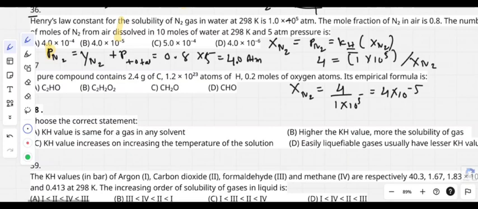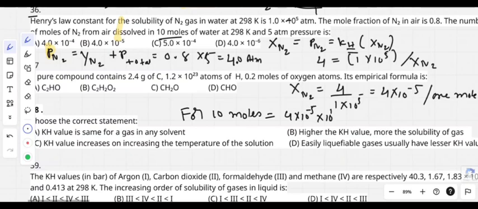This is for 1 mole. But the question asks for 10 moles. Therefore, for 10 moles, 4 into 10 raised to minus 5 multiplied by 10. So the answer is 4 into 10 raised to minus 4, that is A. Option A is correct. Next, I move to another question.